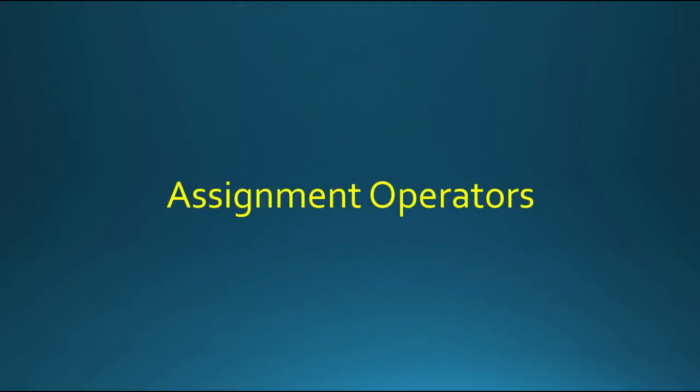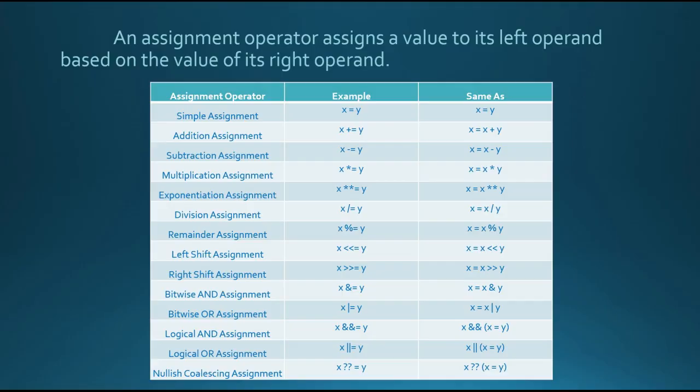First is assignment operators. An assignment operator assigns a value to its left operand based on the value of its right operand. In simple terms, the right side is evaluated first, and the result is stored in the variable on the left. The table shows the list of assignment operators with examples. The first one is simple assignment, x = y. It means assign the value of y to x. We have seen one assignment operator already, where x = y.